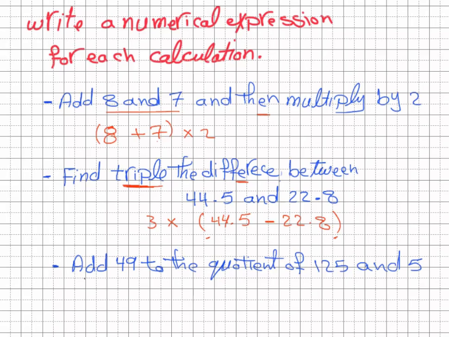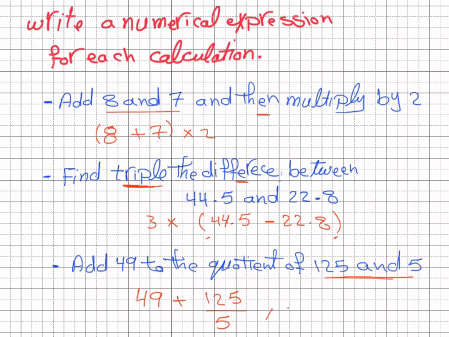Here you said add 49. I can write here 49. Add to what? To the quotient. I have to find the quotient. If this 49 is added to the quotient, I will divide this number, 125 divided by 5. Now I make it the quotient. Now it's 49. Add 49 to the quotient. My answer is right. I will find the quotient first.